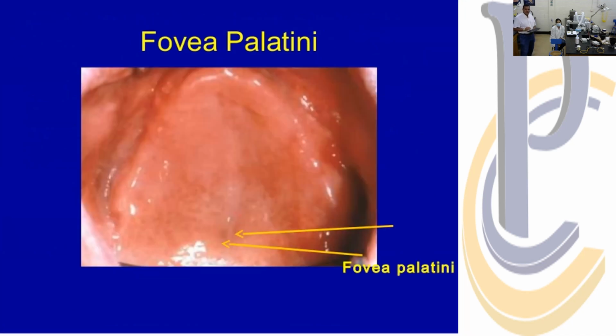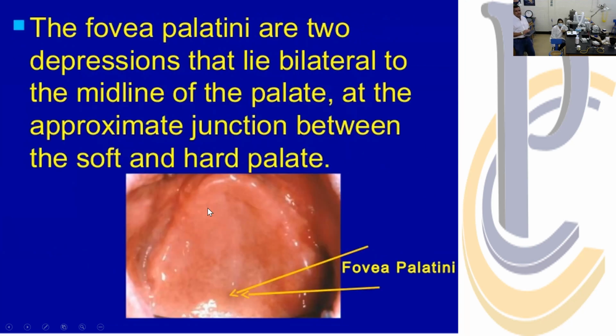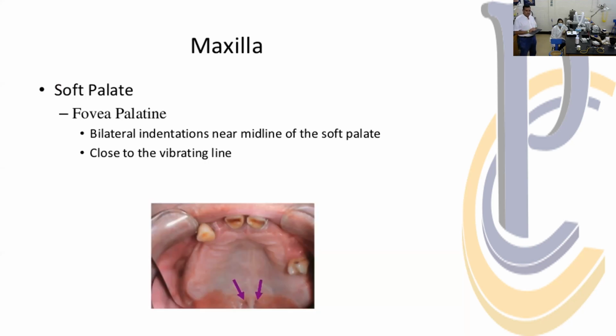Right? This is the fovea palatina. Remember the fovea palatina? What is it? It's on the back. It's the opening of the minor salivary glands. We use it to find the midline. Usually it's around the midline, and we use it to find the distal extension of the denture. The denture should not extend beyond that. After the fovea palatina, the palate changes from hard palate to soft palate. So that's our extension.